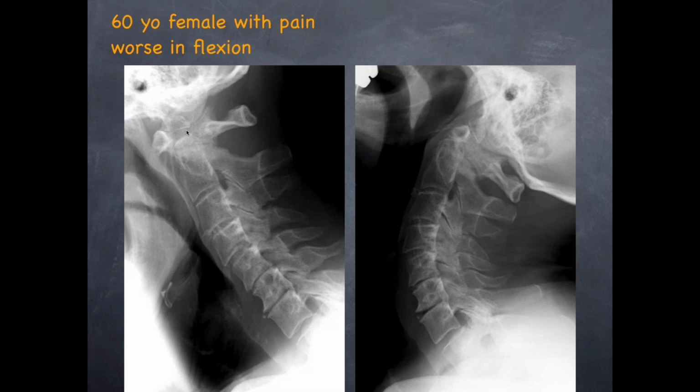Okay, so 60-year-old female with pain, worsening with flexion. Okay, so we have a little thing here. I want to go to extension. It's moving. Here's the vertebral body. Here's the anterior process of C1, which is moving. We're seeing a lot of motion here. Right. So what do you think?